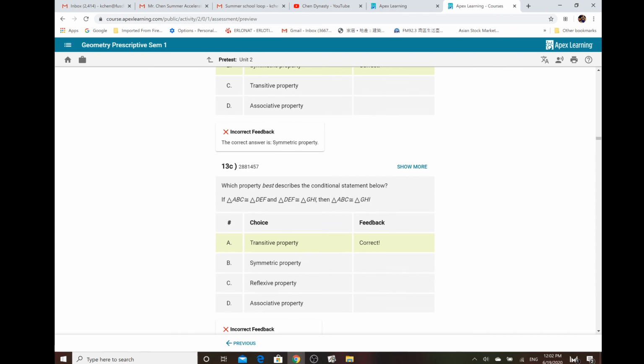Transitive means three different elements. Triangle ABC is congruent to triangle DEF, and triangle DEF is congruent to triangle GHI, the third element. Therefore, triangle ABC is congruent to triangle GHI, so it's the transitive property.